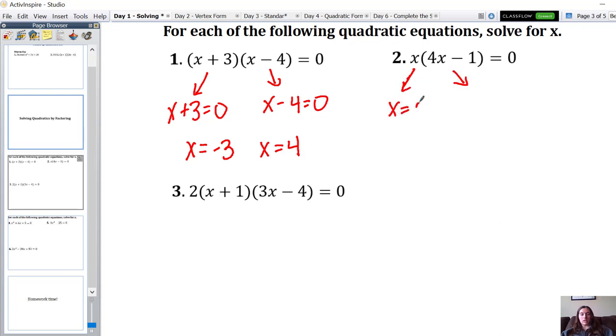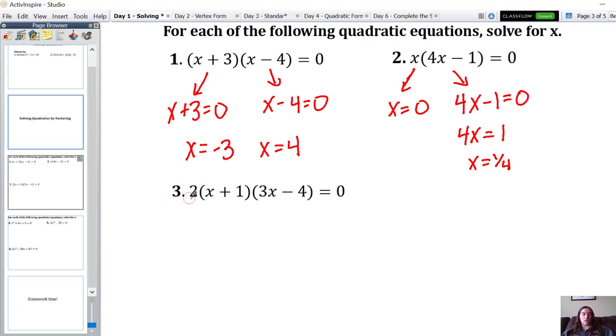The first one, x is already equal to 0. We don't have to move anything around. That one is done. The second term, we have 4x minus 1 equal to 0. I'm going to start by adding 1 to both sides. So now we have 4x is equal to 1, and then divide by 4, so x is 1/4. So this graph would cross the x-axis at 0 and 1/4.